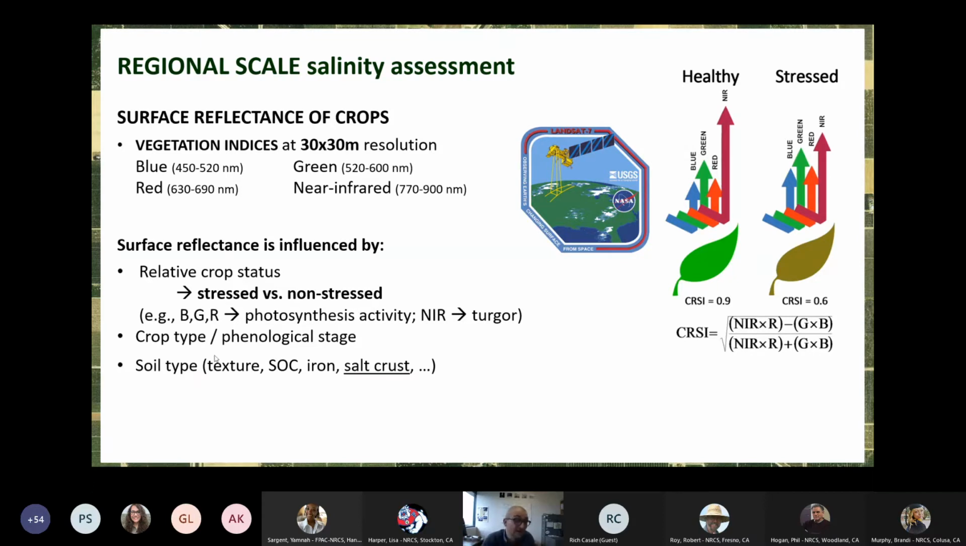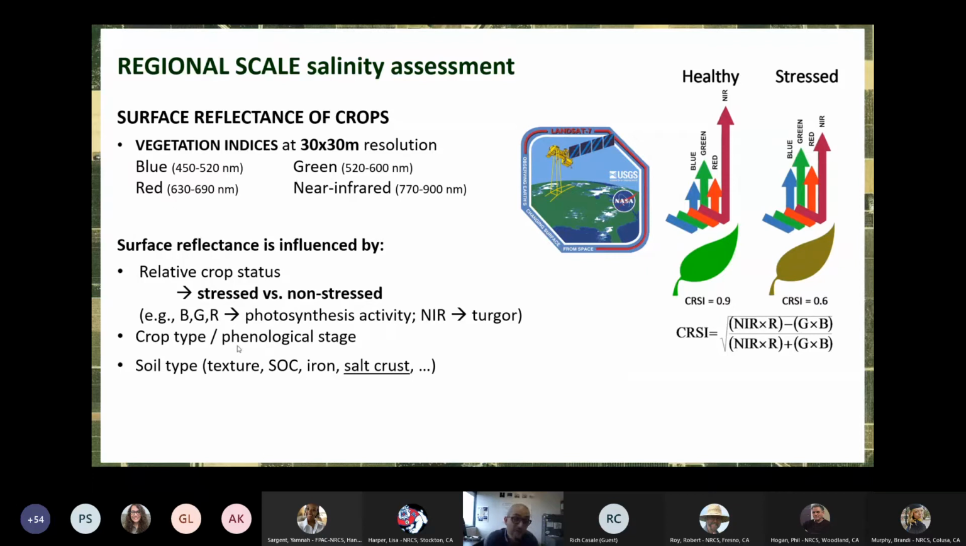And this is because the visible reflectance correlates with the photosynthetic activity of the plant, and the near infrared relates to the plant turgor, so how much water is in the leaf. But just by using these near infrared spectral bands, it's very hard to differentiate between types of stress. This type of measurement also depends on the crop type.